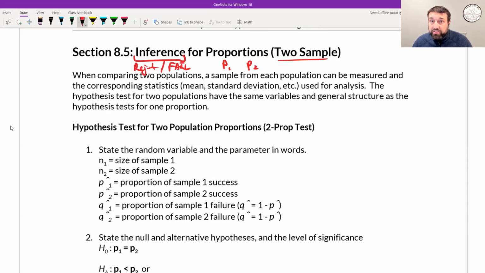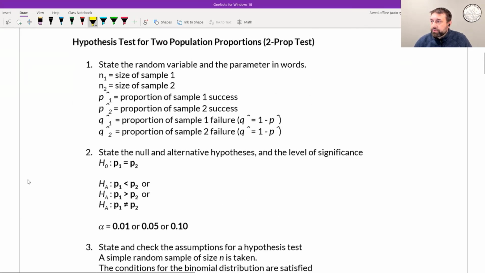Our null hypothesis is going to be that these two proportions are equal to each other, that there's no difference between the two values. Or if you were to find a difference, another way of saying this is that P1 minus P2 is 0. The difference between the two is 0. There's no difference. They're the same. The proportion of success for dataset 1 and dataset 2 are the same.